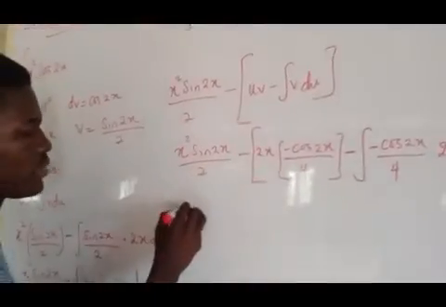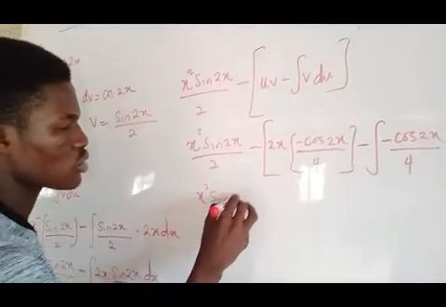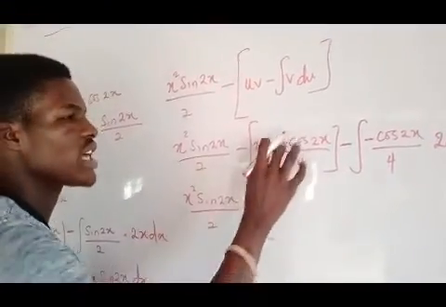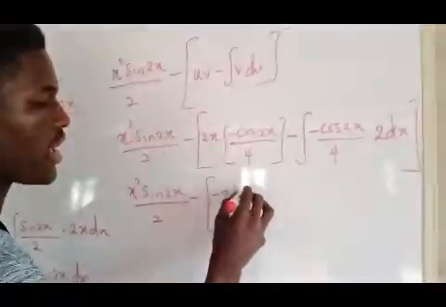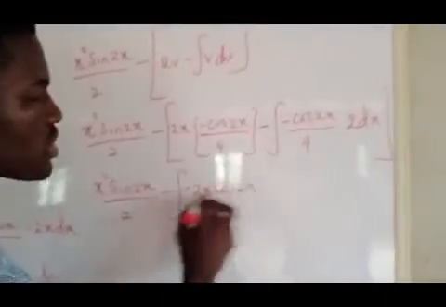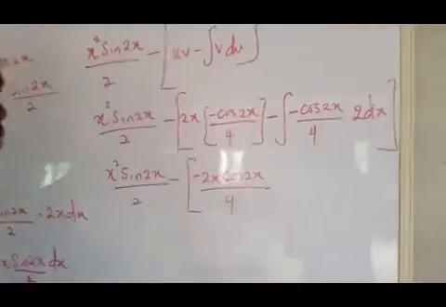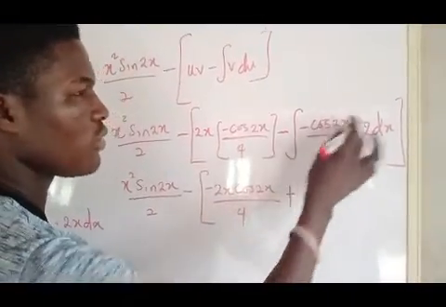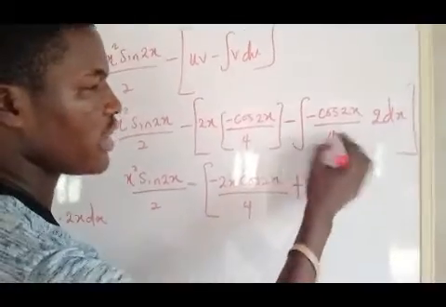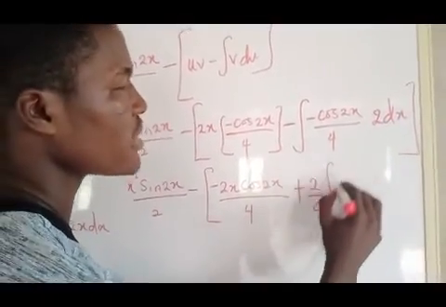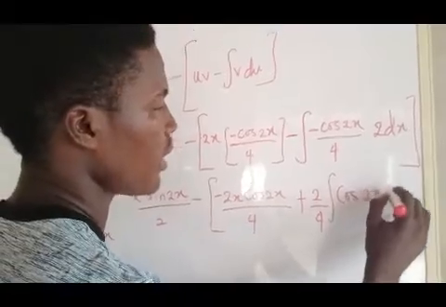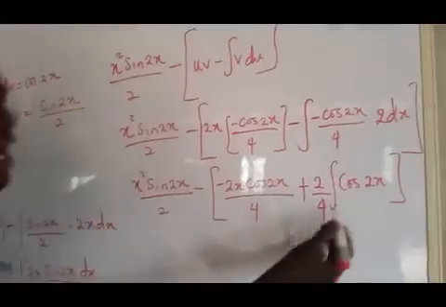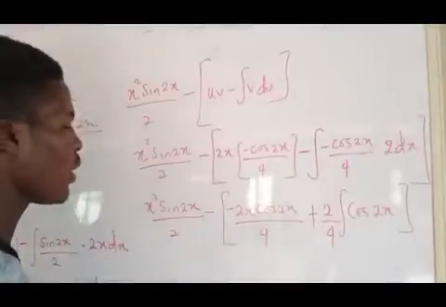Alright. So that will now be x squared sine 2x over 2 minus, open bracket, 2x times this will give us minus 2x cos 2x over 4. So these two now can be brought out. Minus and minus will give us plus. If you bring out 2, you have 2 here, then 4 also, you have 4 here. Integral cos 2x. Alright. So you can see that it's already becoming clearer. You can see I now have a singular cosine variable here.